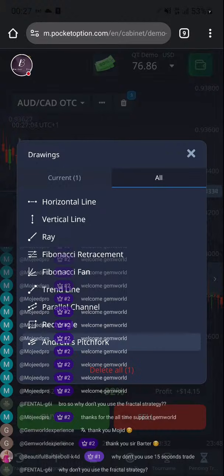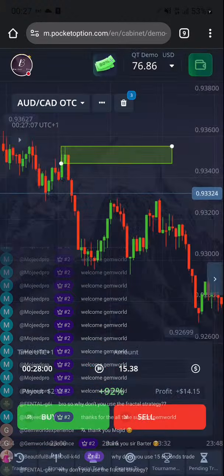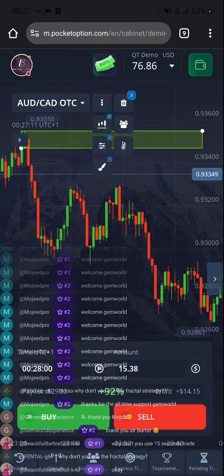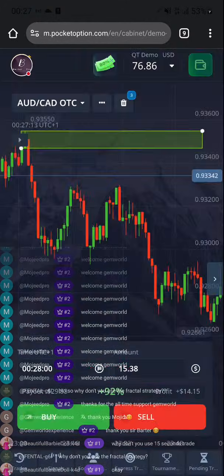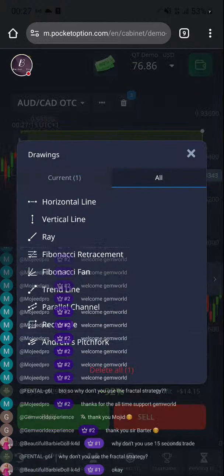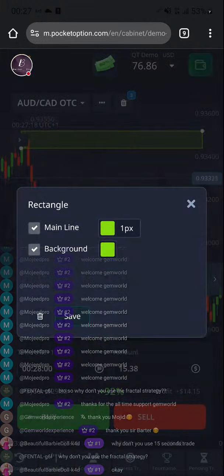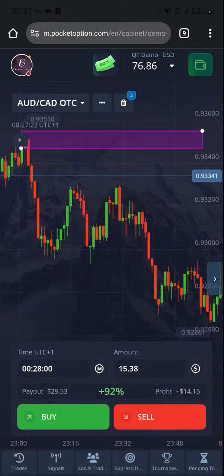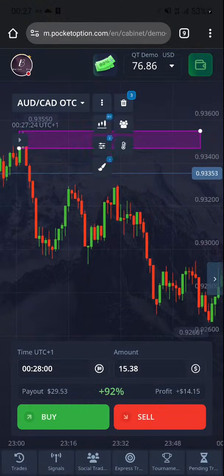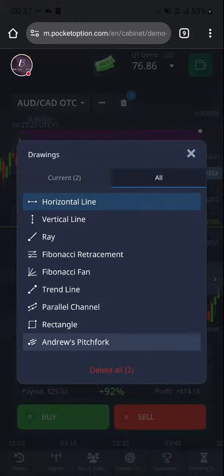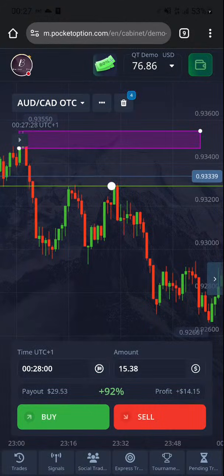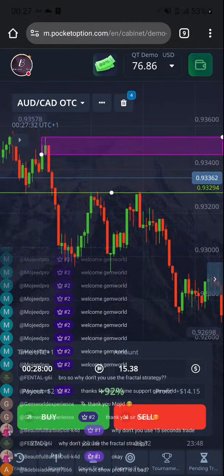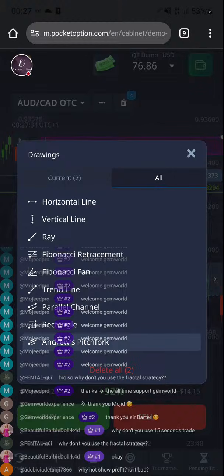Why don't you use fractal strategy? I usually don't use indicators actually. I read the candlesticks. My strategy is based on candlestick psychology. So I read the candlesticks and I make decisions based on that. Basically, it's as simple as that. So we look for very good opportunities in the market and we take trades based on that.